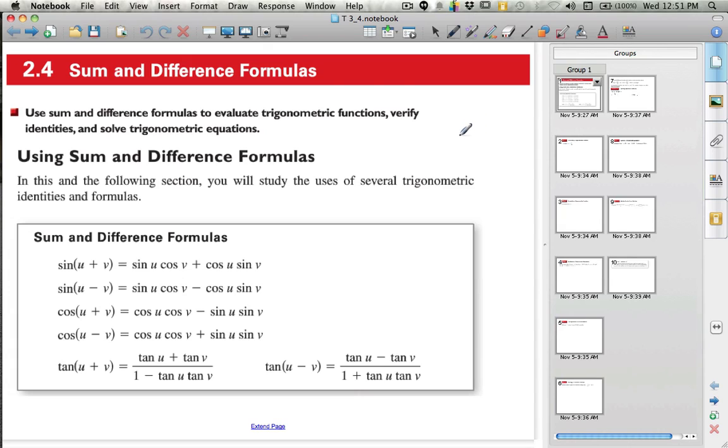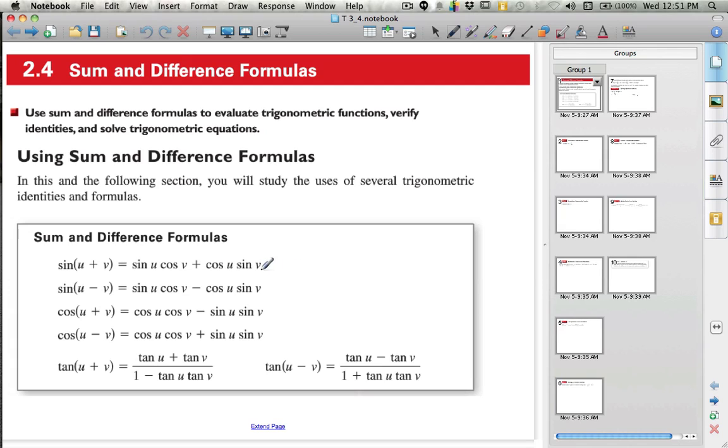In section 3.4, we'll be working with sum and difference formulas. And we will use the sum and difference formulas to evaluate trigonometric functions, verify identities, and solve trigonometric equations. So we're essentially doing the same things that we've been doing in the other sections. You just have this new set of formulas to work with.